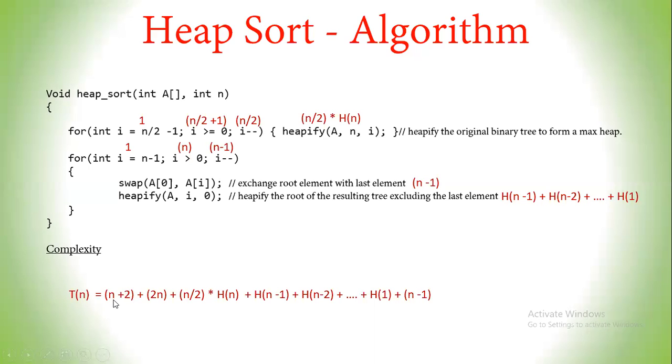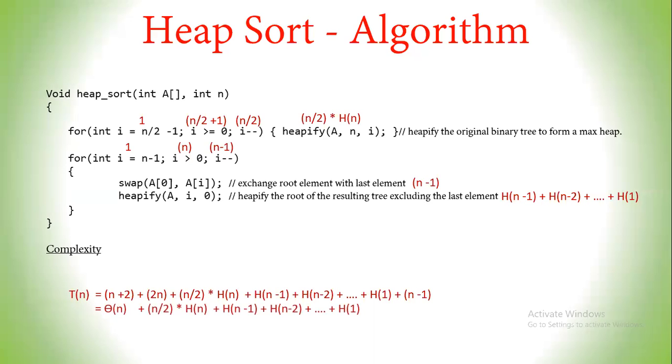So how did I get this n plus 2? N plus 2 I got by adding this. N over 2 plus n over 2 is 1, and this one 2. N plus 2 plus n over 2 times hn. Let me see if we find the original binary tree, and this one I will get 2n minus 1 plus 1 is 0, so it will be 2n. So n plus 2, 2n, n over 2 times hn, and this one n minus 1 plus these things hn minus 1 up to h1. So this is a general complexity equation for heap sort.